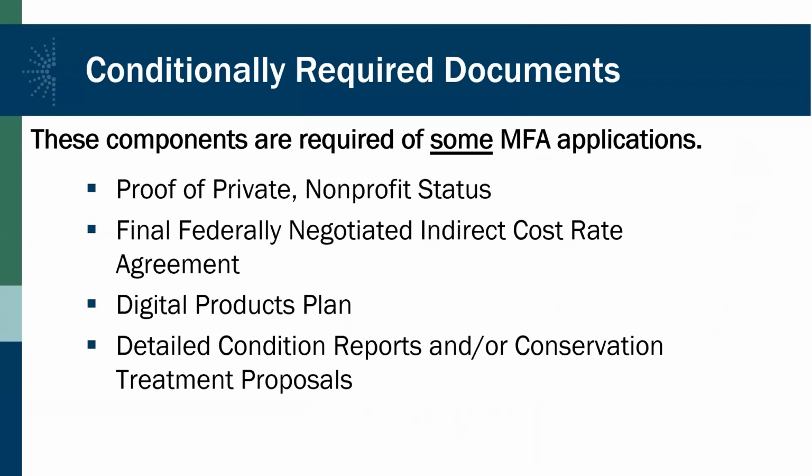If you are using a federally negotiated indirect cost rate in your budget, then you must include a copy of your final rate agreement. If you will create digital products during the course of your project, then you must complete and submit a digital products plan. If you are requesting support for conservation treatment, then you must include detailed condition reports and/or formal conservation treatment proposals. Just like the required documents, omission of even one might result in your application's rejection.